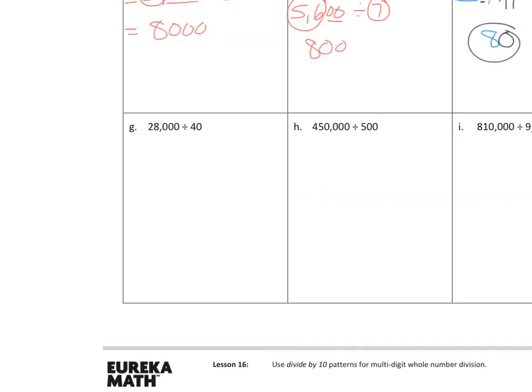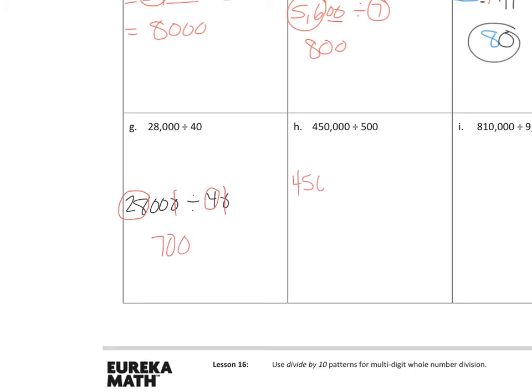So G, 28,000, write that down for me. And we're going to divide it by 40. So we're going to circle the basic math fact. That's going to be 28 divided by 4. That's a basic math fact. That will give you 7. And we're going to cross off only 1 zero in 40. And we're only going to cross off 1 zero in 28,000. So what we get left over is 2 zeros to make it 700.